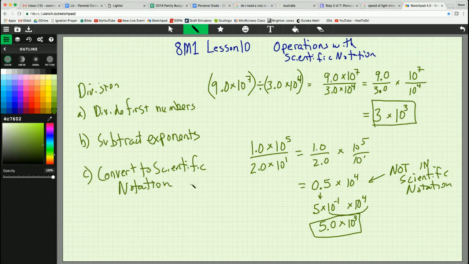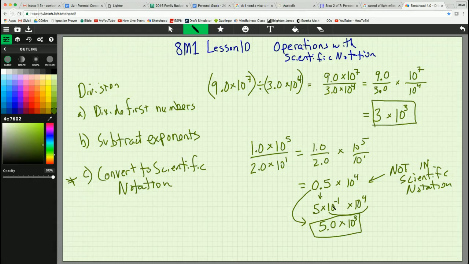And there's our answer. So again, this is optional. This step C, or not optional, but it's something that we have to do if our answer after doing A and B is not in scientific notation. This is the thing that we have to do to convert from our answer into scientific notation. Okay, so we know how to multiply and divide in scientific notation now.